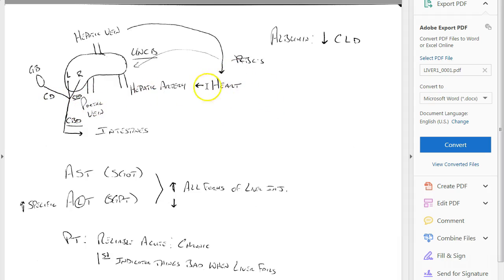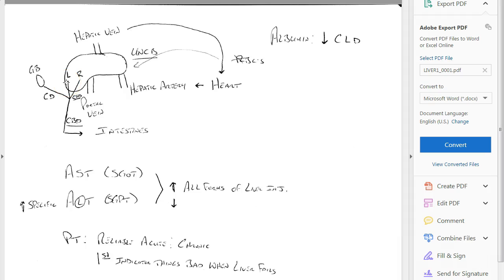heart's hanging out over here, by the way. So you have heart. Hepatic artery is what that represents. Portal vein, hepatic vein. You have your gallbladder hanging out here. Common bile duct is in here. This is where everything kind of ties together.